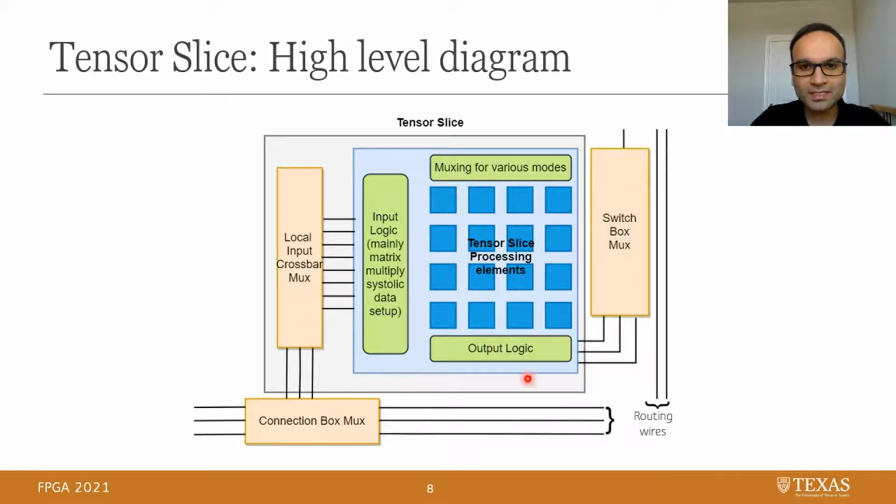The core of the tensor slice consists of 16 processing elements and some control logic. The control logic is split into three parts. The first one is the input logic, which basically reads data from the RAMs and sends the data to tensor slice processing elements. And then output logic reads the outputs from the processing elements and sends it out. And then we have muxing logic, which muxes between the various modes that the tensor slice supports.